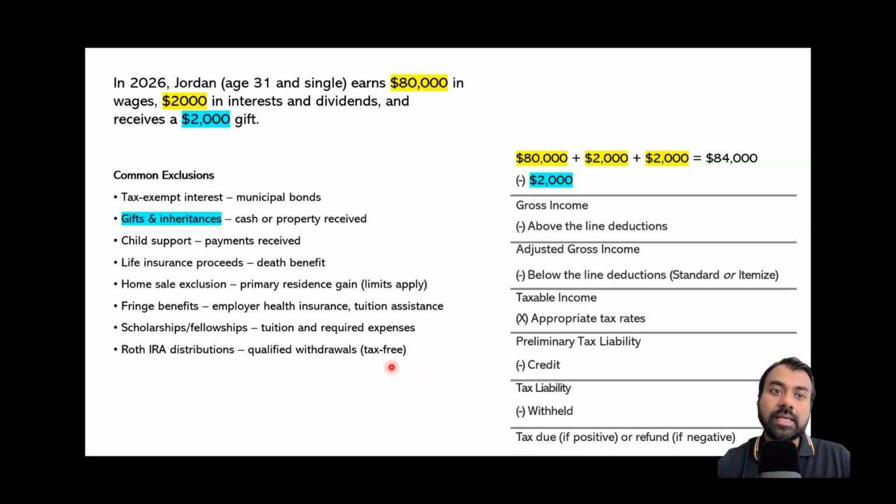So in this example, we can see we only have one exclusion item, and that's gift, the $2,000 gift that Jordan received. And that's why we subtract 2,000 here. That brings us to our gross income for Jordan, which is $82,000. So please pay attention to the difference between income broadly defined and gross income. The difference is that income broadly defined includes all sources of income, whereas gross income excludes certain sources of income given the tax law that we have.